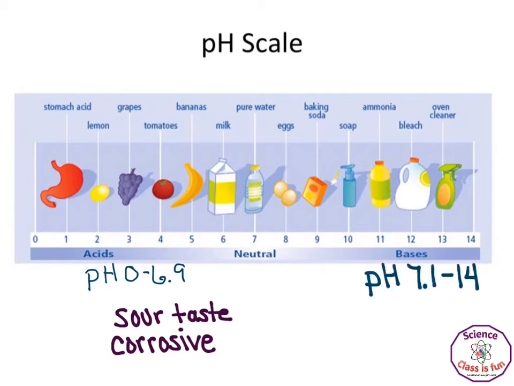Alright, let's take a look at bases. Bases have a pH of 7.1 to 14. You notice we're still not saying 7. We're just slightly above it. They have a bitter taste. Think of the times when you're taking a shower and you accidentally got shampoo in your mouth. That is a bitter taste.